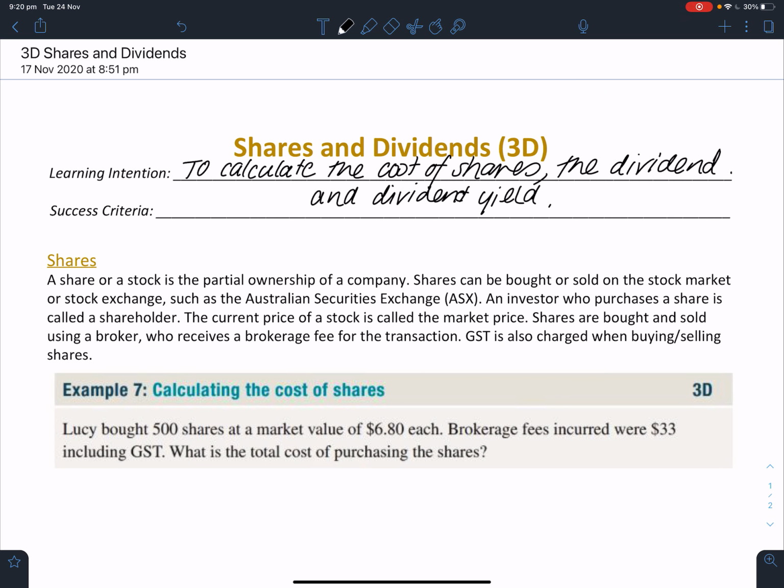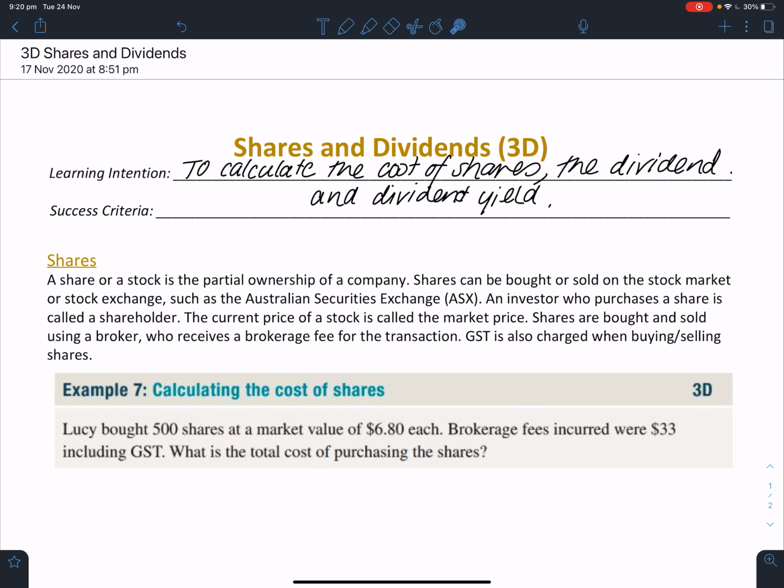Exercise 3D, shares and dividends. So the learning intention for this lesson is to calculate the cost of shares, the dividend and the dividend yield. There's a lot of new terminology in this exercise. And this exercise seems to come up a lot in trial exam and HSC exams. Not necessarily a large amount of marks on questions like this, but I have seen it come up a fair bit in multiple choice questions and of course short answer as well.